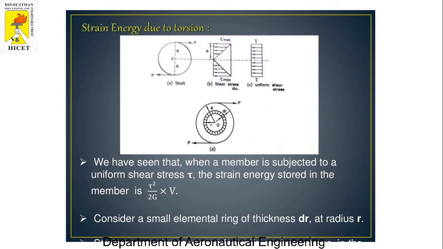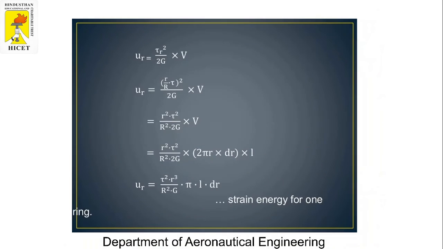The strain energy due to torsion. If you apply a torsion or twisting moment on a shaft, strain energy will be produced. We have seen that when a member is subjected to a uniform shear stress tau, the strain energy stored in the member is tau square divided by 2G into volume. Consider a small elemental ring of thickness dr at radius r. So UR is equal to tau square divided by 2G into volume.